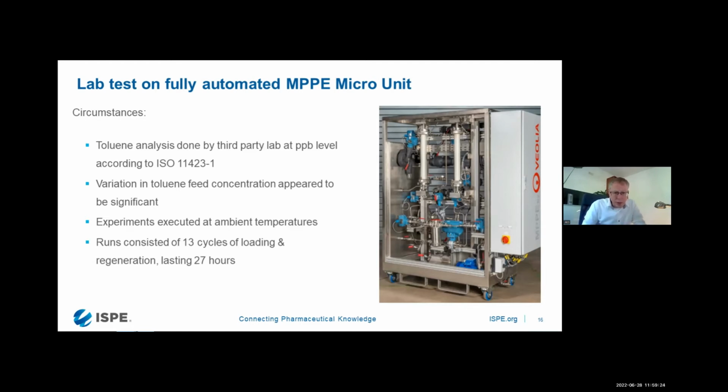The experiments were executed at ambient temperatures, and basically we had runs consisting of 13 cycles of loading and regeneration. So every column was loaded for 1 hour while the other was regenerated, and then it was switched. So the total test per run consisted of approximately 27 hours.